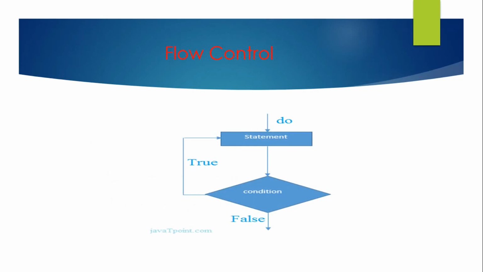Here is the flow control of the do-while loop. First of all, do, and then a statement. First the body of the loop is executed, and then the condition is checked. If the condition is false, then it will terminate from the loop. It clearly shows that the statement will always be executed once, whether the condition is true or false.